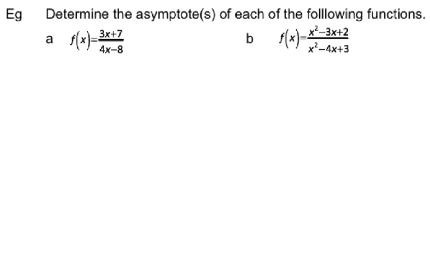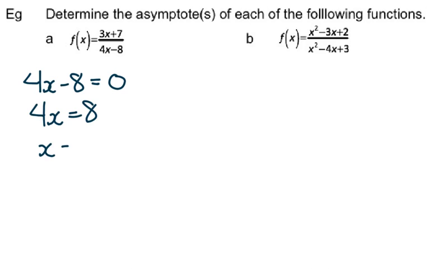So when we find asymptotes of rational functions, asymptotes happen at places where the bottom of the function is 0. So to find the asymptotes, we simply take the bottom, separate it out from the function, make it equal 0, and solve for x. So this is a relatively easy equation. Take the 8 over, divide by 4, and we have an asymptote at x equals 2.